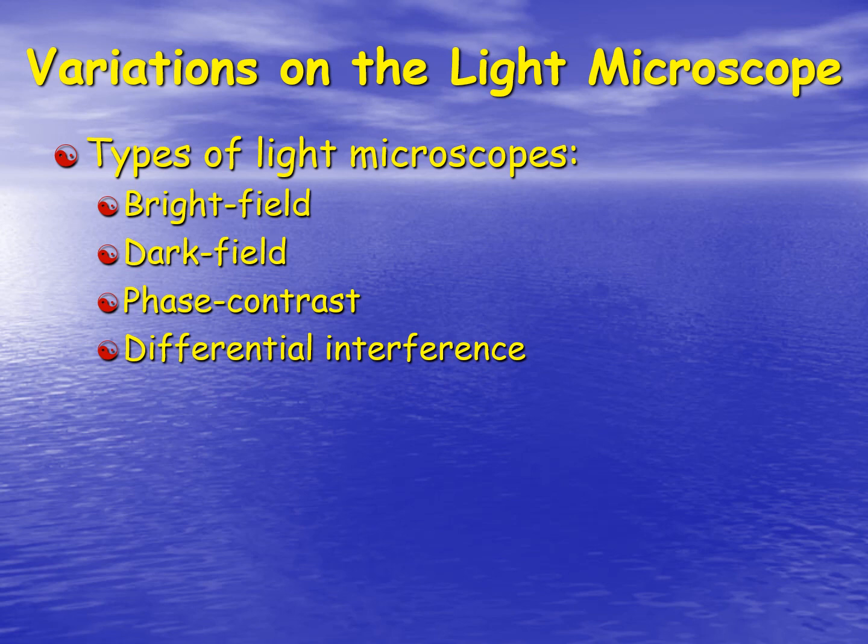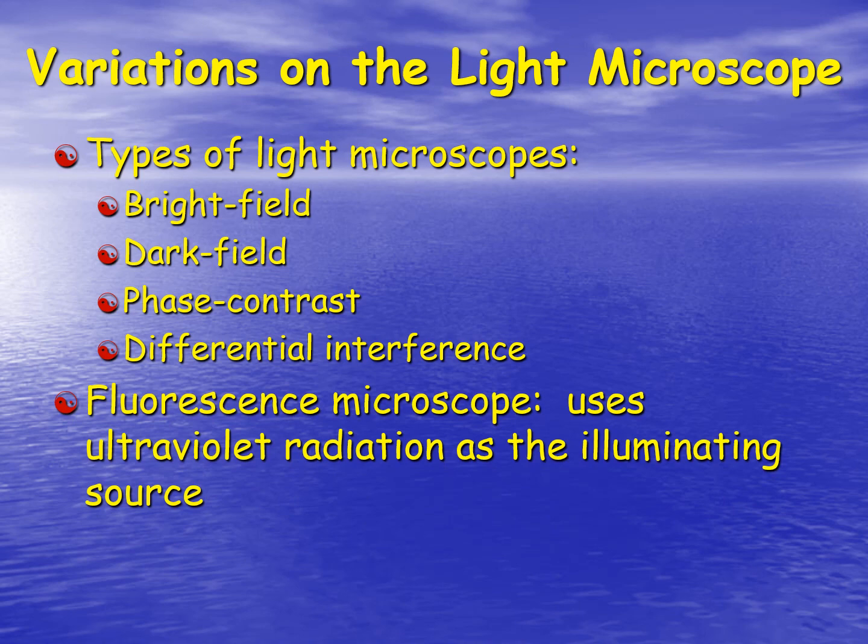And then differential interference phase contrast. This is where we're actually using two light sources, one that is perpendicular and one that is horizontal to the specimen. And I'll show you some examples of these here in a moment.